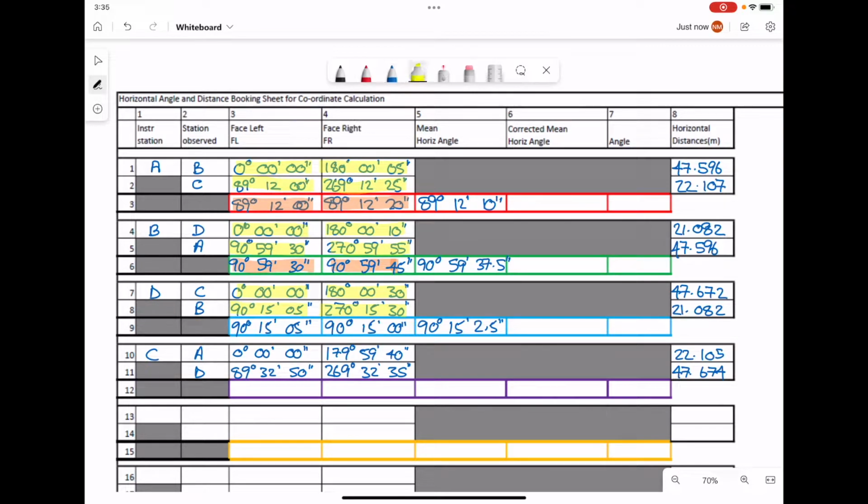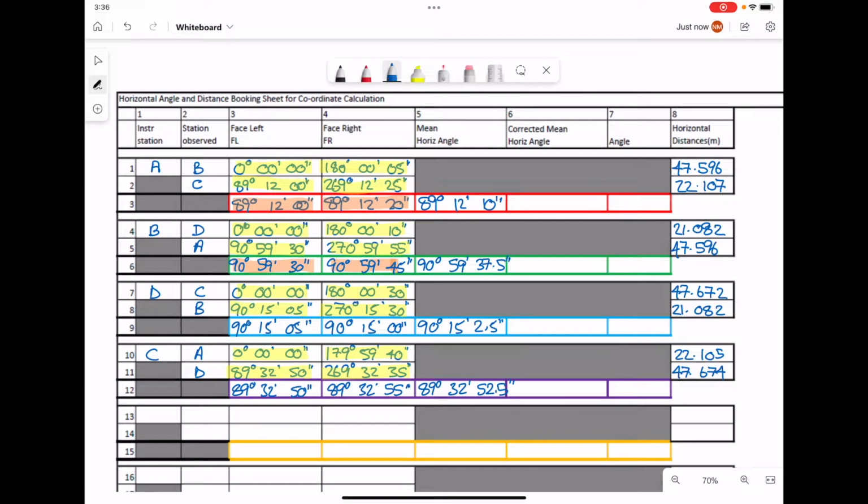Now repeat for the set of angles at station C. Work out the two differences, place them beneath. Then take the average and place that under the mean horizontal angle. Here we get 89, 32, 50 and 89, 32, 55. The average of these two angles is 89, 32, 52.5 seconds.